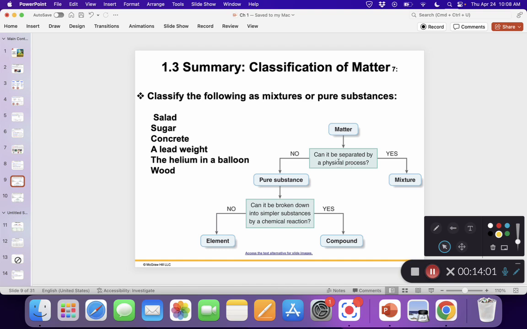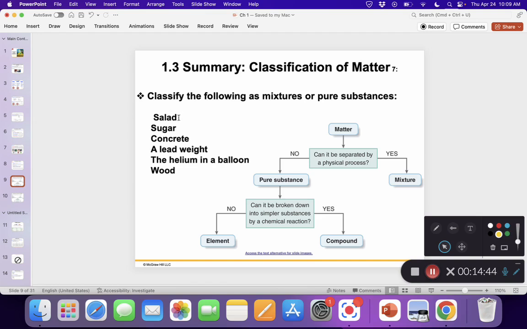If we cannot separate the matter by a physical process, then it is a pure substance. A pure substance could be an element or a compound. How to differentiate them? For compounds, you can break them down into simpler substances. For an element, you cannot break it down. Right? So this is the step that you can use to tell whether a particular matter is a pure substance or a mixture. If it is a pure substance, then whether it is an element or a compound. Okay? If you are clear with this, let's try this question.